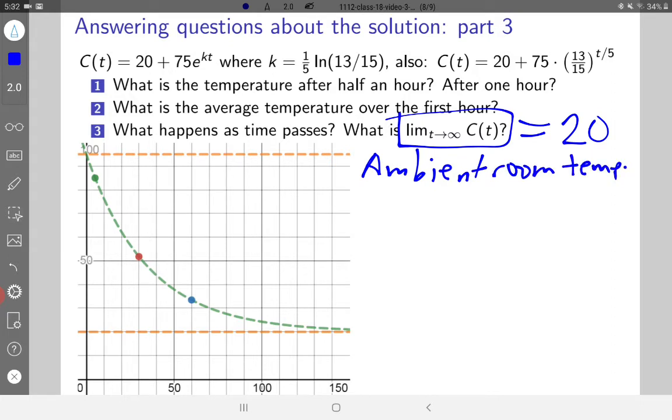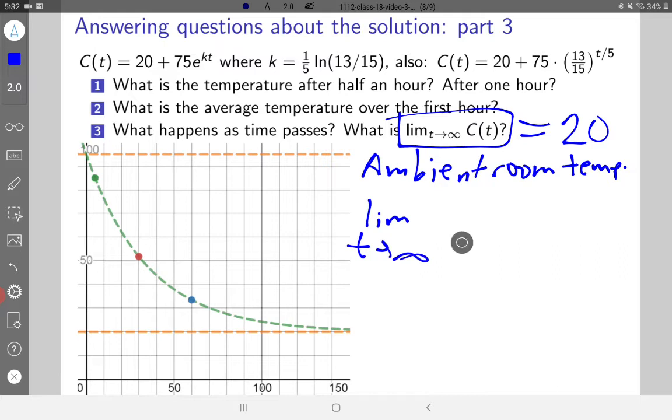If you take a hot cup of liquid and you put it in a room and you wait a while, eventually it becomes room temperature. It is almost exactly the same temperature as the room. So it makes sense that we're seeing that on the graph. How can I also see that from the function itself?